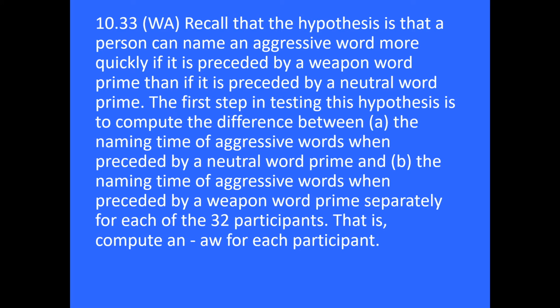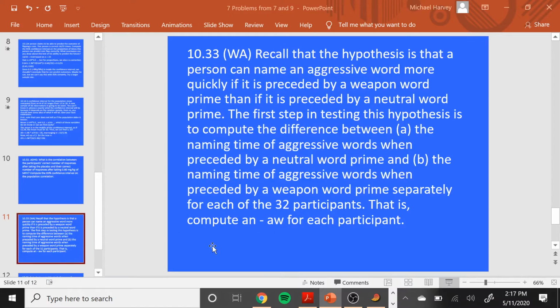All right, the first step in testing this hypothesis is to compute the difference between he's got these two columns, AN and AW. This is the main reason why I wanted to show you guys this, because this is something we haven't really done in Excel before, and I want to show you how to do it. So we're going to go ahead and do that.